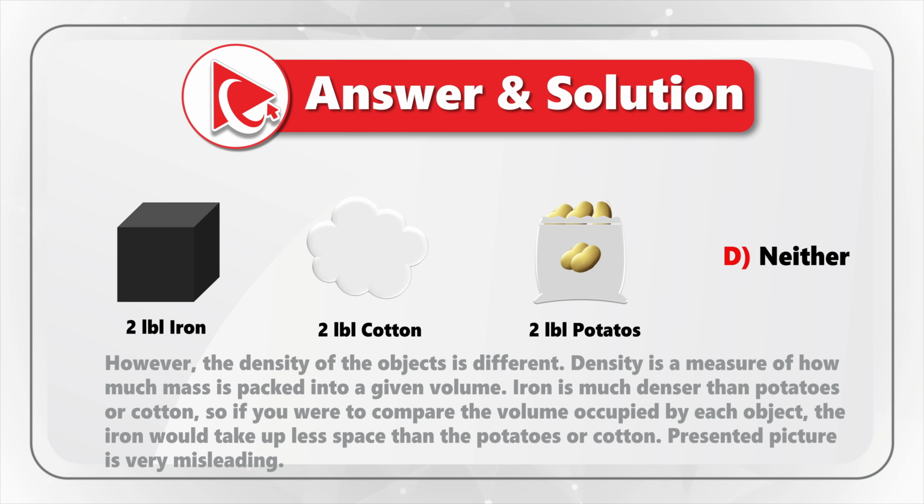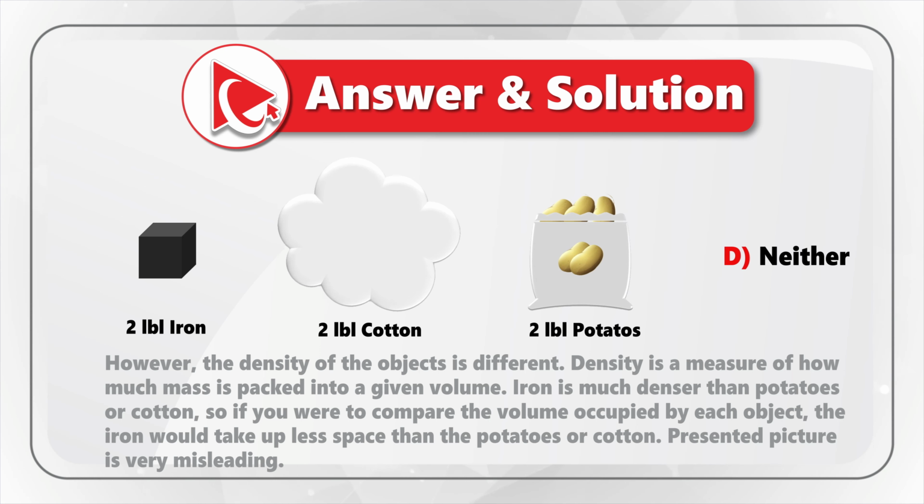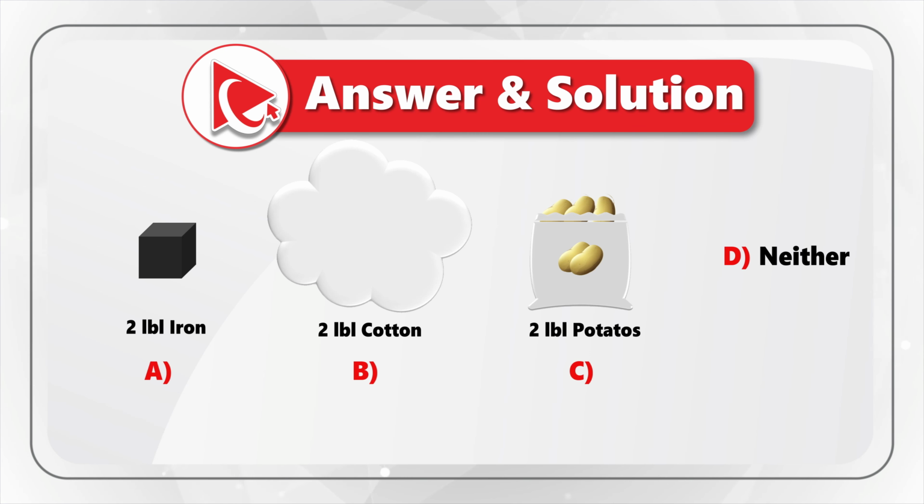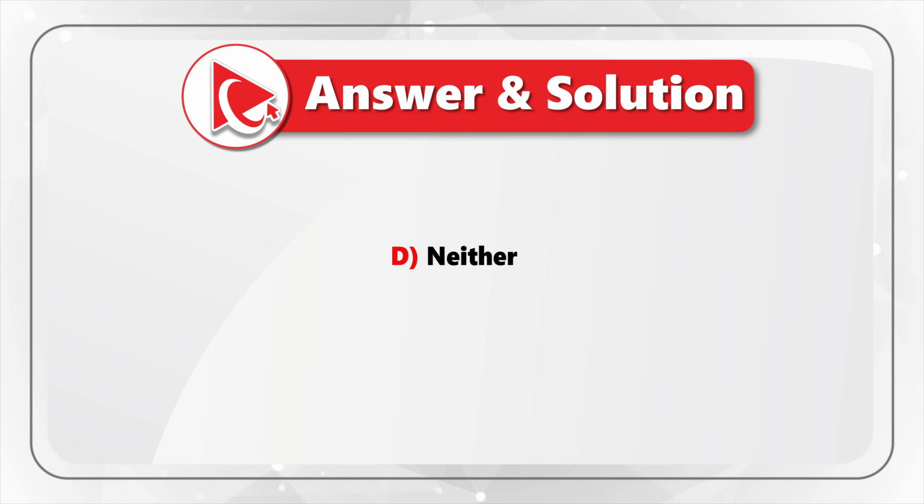Density is a measure of how much mass is packed into a given volume. Iron is much denser than potatoes or cotton. This is why, if you compare the volume occupied by each object, the iron will take up less space than the potatoes or the cotton. The presented images are very misleading and were designed to confuse you. So the correct answer here is choice D, neither object, since neither object is the heaviest.